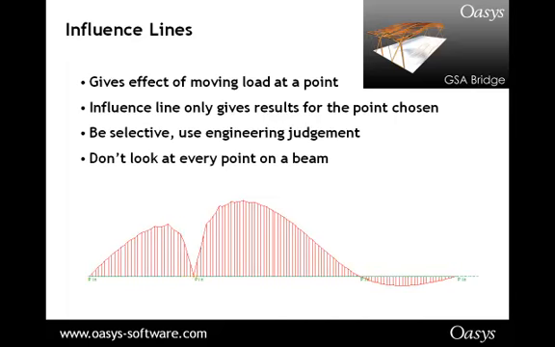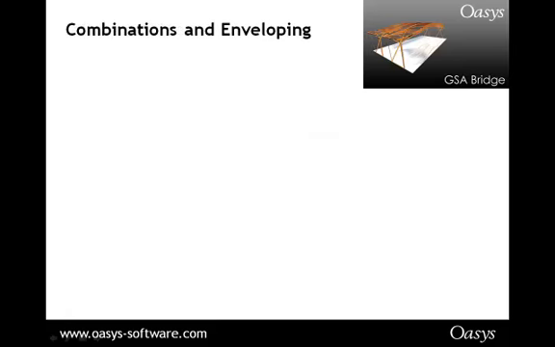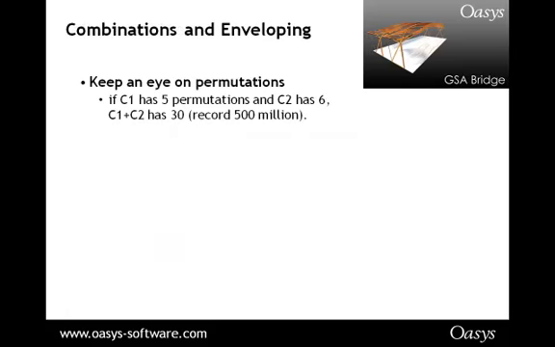You could put many influence points or influence lines on a structure, but be selective. Use your engineering judgment. Otherwise, you would end up with so much excessive quantity of results that things will start to slow down. Yeah, be selective. Keep things simple, because you then need to start combining and enveloping these results.